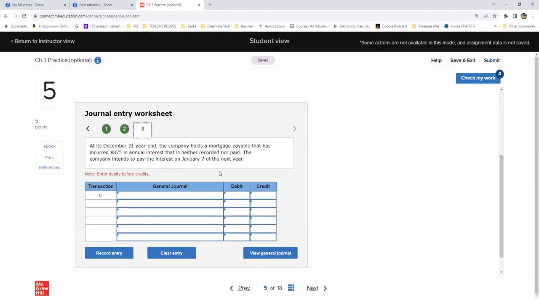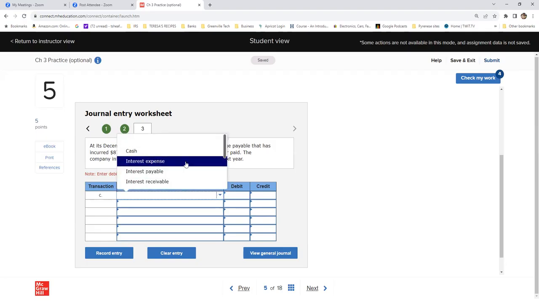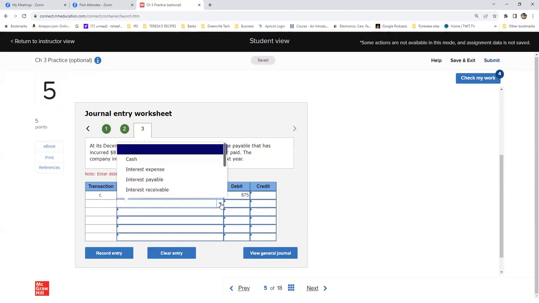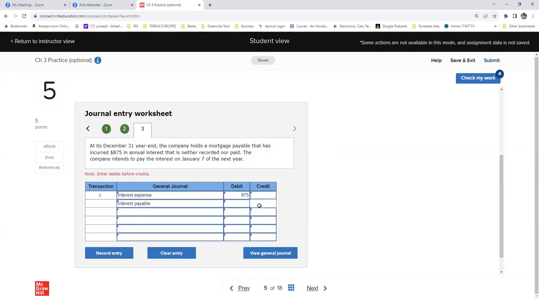And number 3, year-end company holds a mortgage payable that has incurred $875 in annual interest. That is neither recorded nor paid. The company intends to pay the interest on January 7th. So your debit is going to be interest expense, $875, and interest payable will be our credit. That's how we carry things over in the next year, by putting them in a payable account.